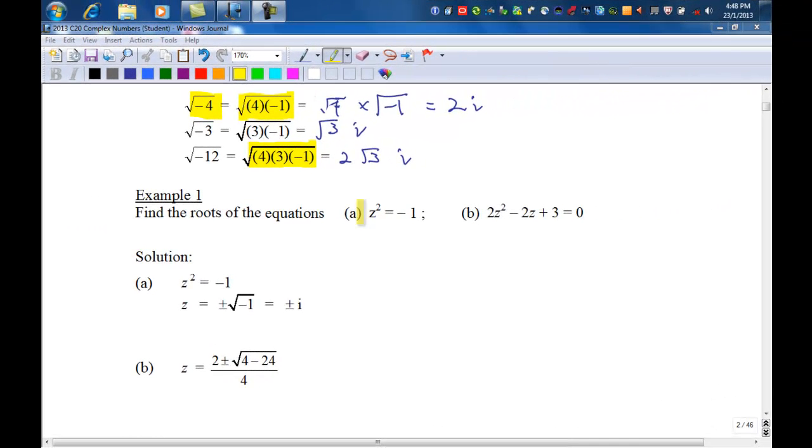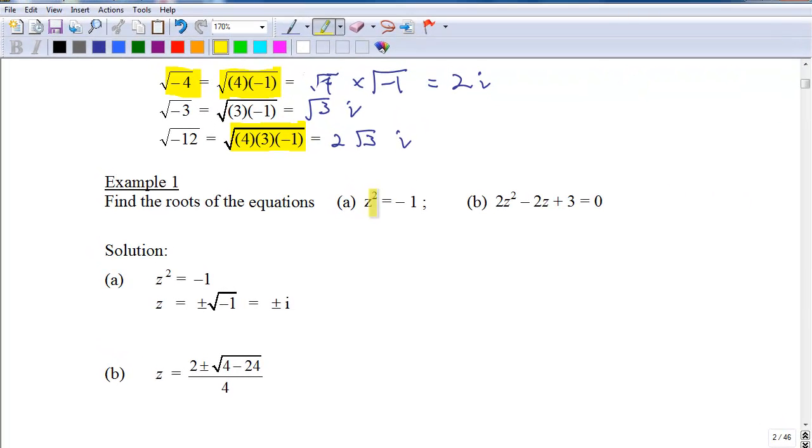In example 1, we want to find the roots of the equation z squared equals minus 1. Now the thing to remember here is, we can now say that square root of minus 1 is a number. We can now write this number as i. In part a, you're told that z squared equals minus 1. Naturally, we want to take square root on both sides. If we take square root on both sides, we will end up with plus minus square root of minus 1. And remember, square root of minus 1 is now i. So we can now write down z as plus minus i.